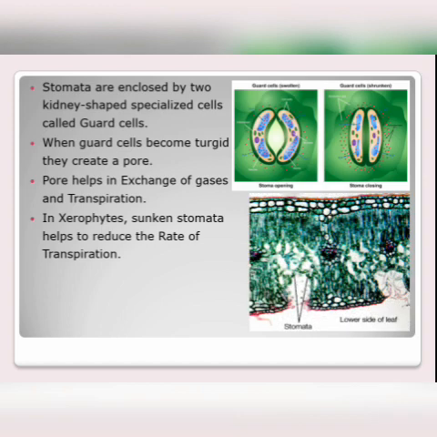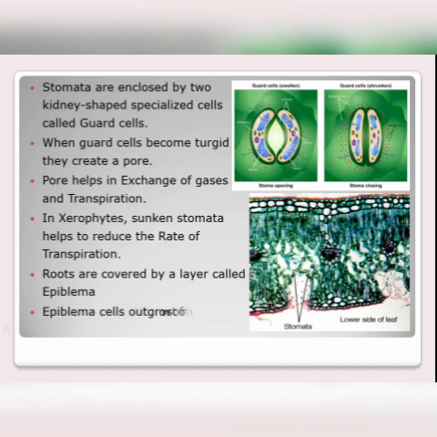Let us see a diagram of a cross section of a leaf where we can see the stomata present at some inner region. This position of the stomata helps to reduce the rate of transpiration, and such types of stomata are known as sunken stomata. Next, roots are covered by a layer called epiblemma. This layer of cells outgrows to form root hairs.